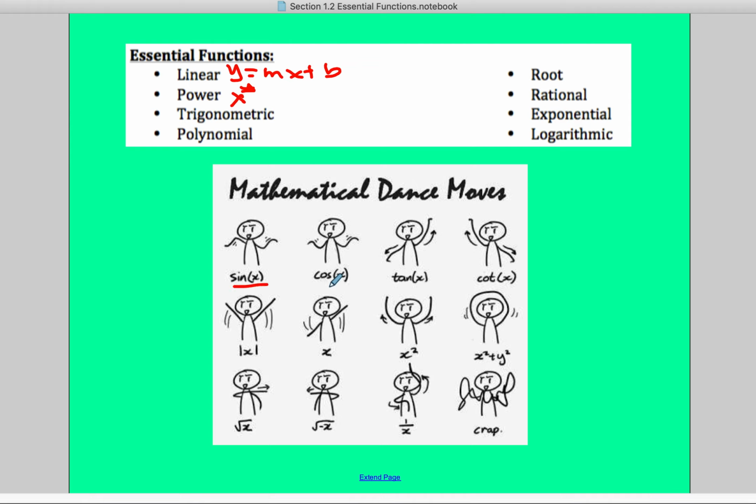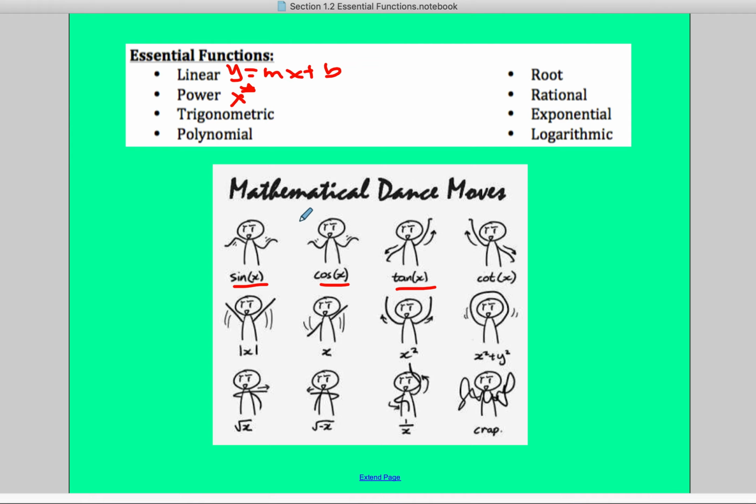Trigonometric, we got sine, cosine, and tangent. We also got cotangent listed on our little dance moves here. You could also have cosecant and secant. But we're going to look at sine, cosine, and tangent today. So when we talk about trigonometric, those are the functions that we're going to be looking at.